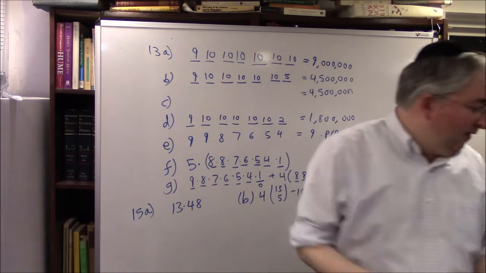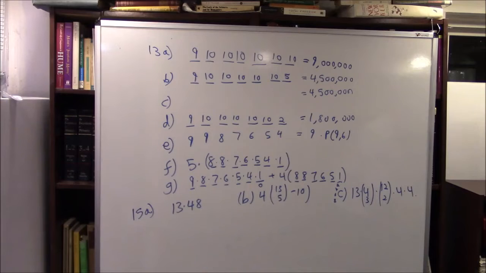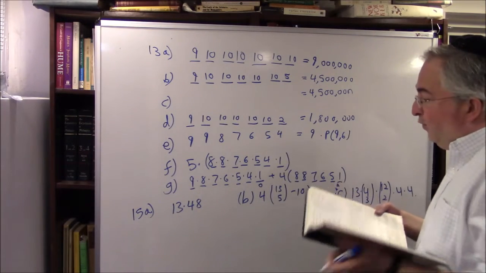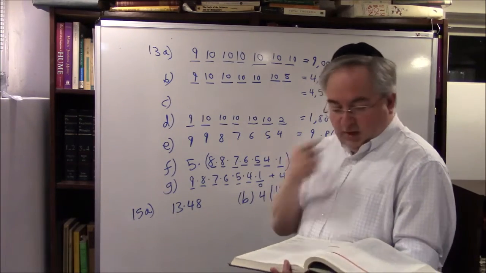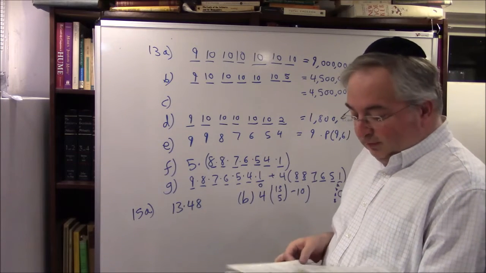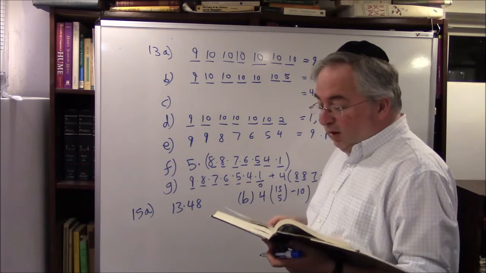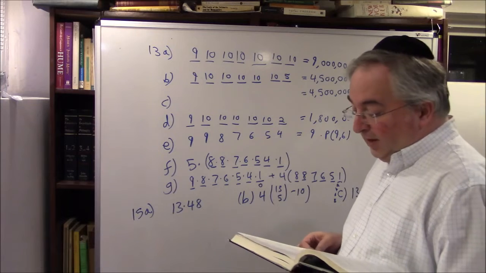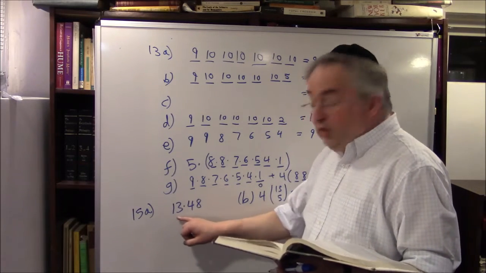Okay, great. 15a. Okay, I'm going to go through this a little bit quickly. 4 of a kind. On the page it tells you what 4 of a kind means. 4 of a kind means 4 cards in the hand have the same value. Okay, so what's the value?